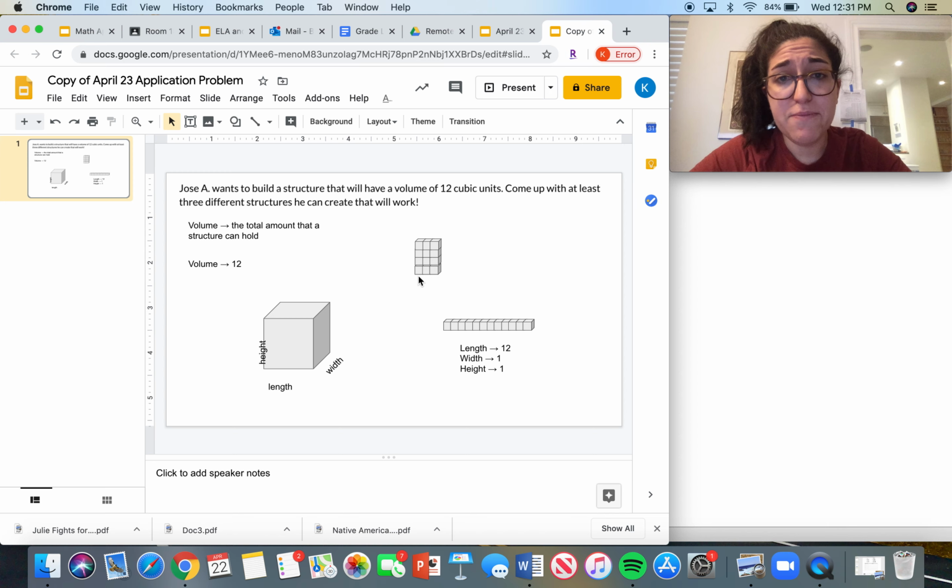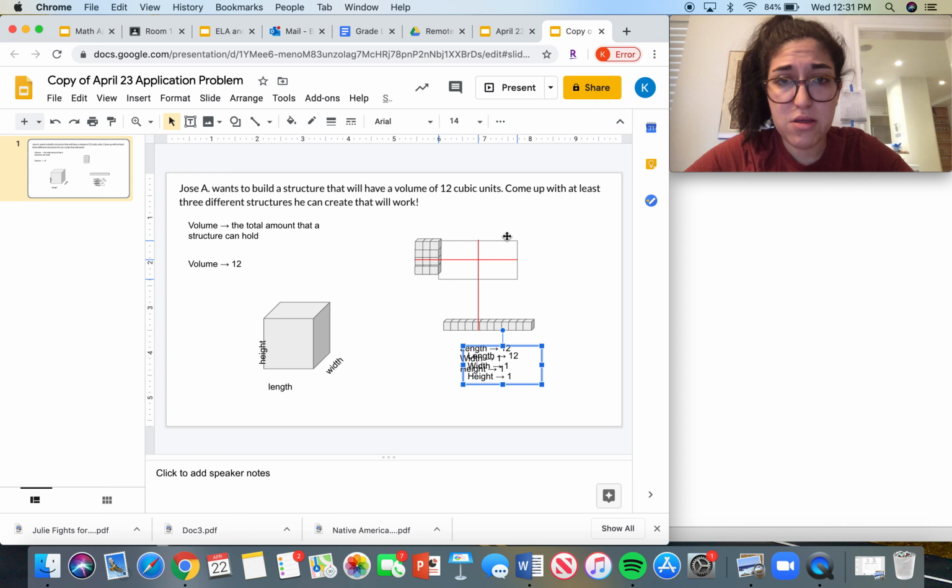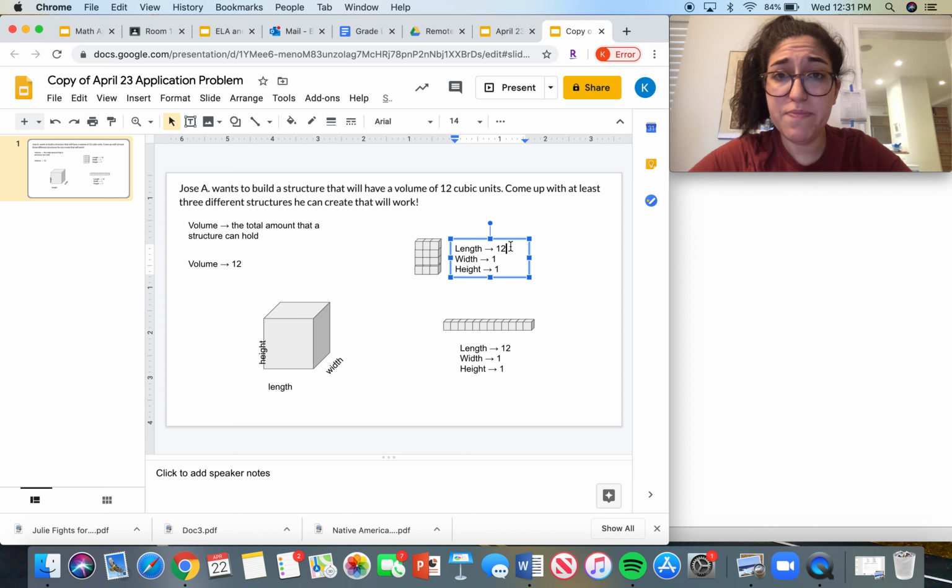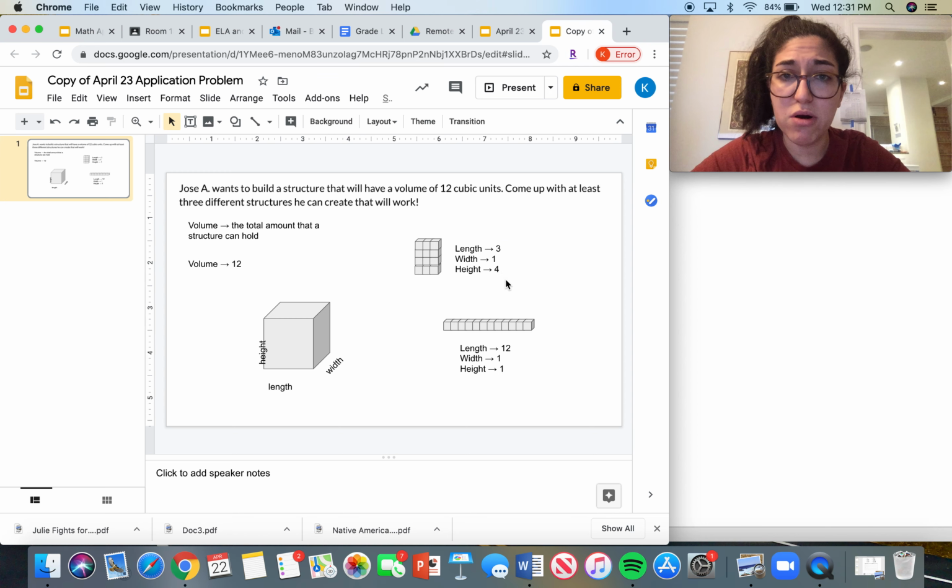And let's think about it, right? So in this case, the length of this one is only 3. The width of this one is still 1, but now the height is changed. Now the height is 4.